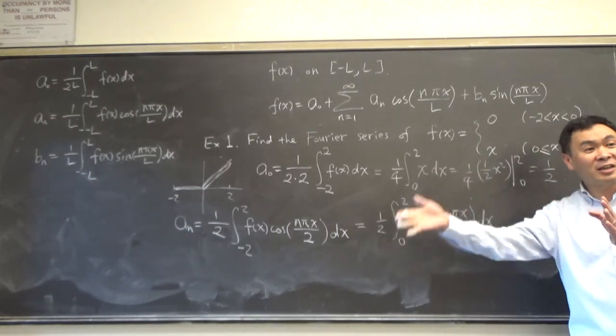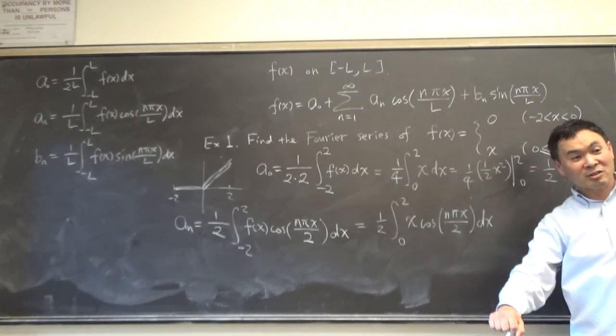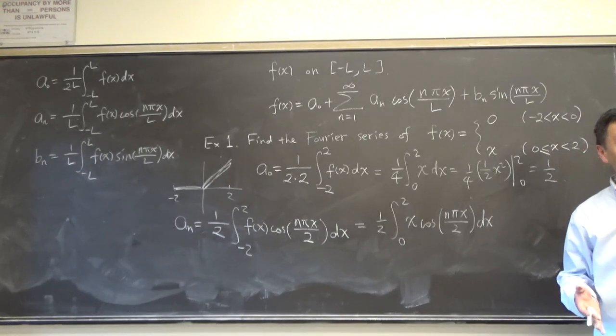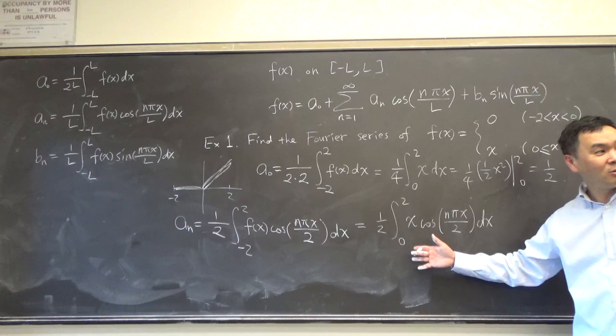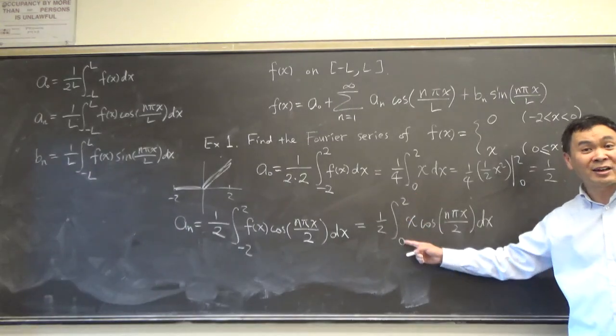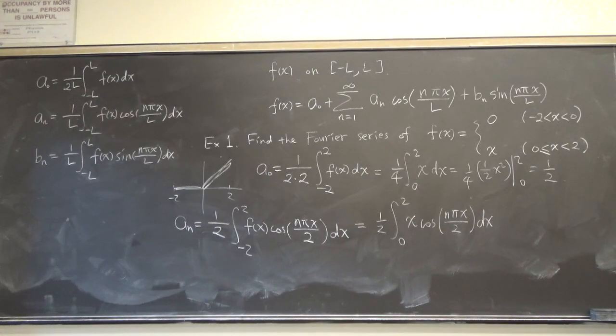Only when you have -2 to +2 and you have an odd function, which means one side goes down, the other side goes up, then they cancel. Okay? Here you can't use the symmetry because the integration is done over a non-symmetric domain. That's something that you have to be very careful about.